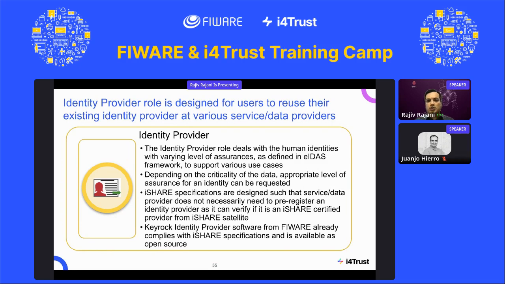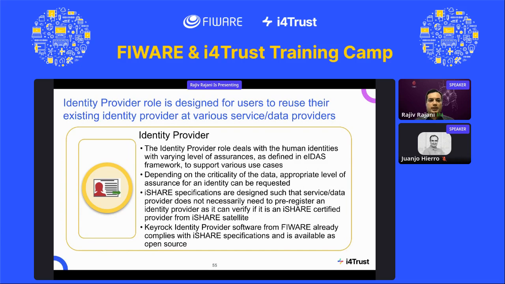So in iShare or in i4Trust, we have defined the identity provider role to be based on the eIDAS framework. There are, of course, levels of assurance that are provided for the identity. When the identity provider onboards the person, based on the level of assurance required, it requires a certain level of proofs and validations, such as a physical check, to make sure that identity assurance can be given.